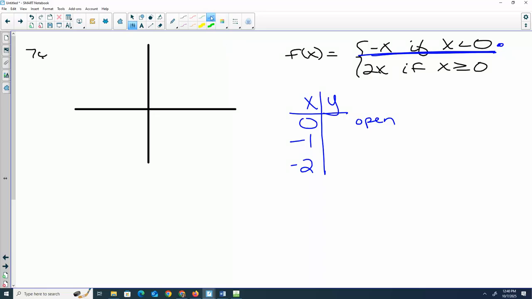So if I put in 0, the opposite of 0 is 0. Opposite of -1, opposite of -2. 0, 0 is open. 1, 2, 2. So it looks like that. And it only goes that direction because this piece is only for the x's smaller than 0.